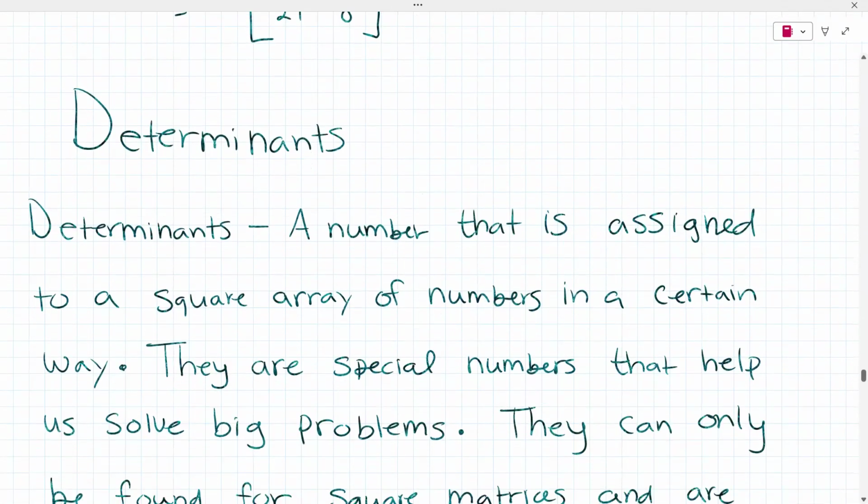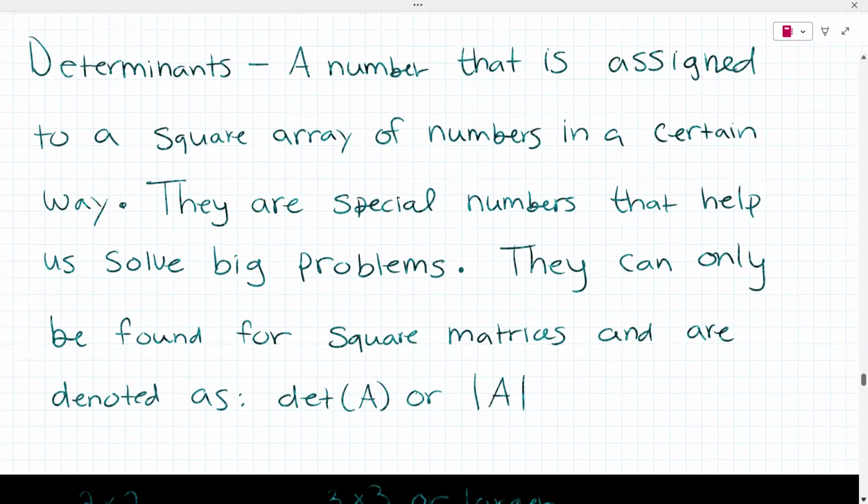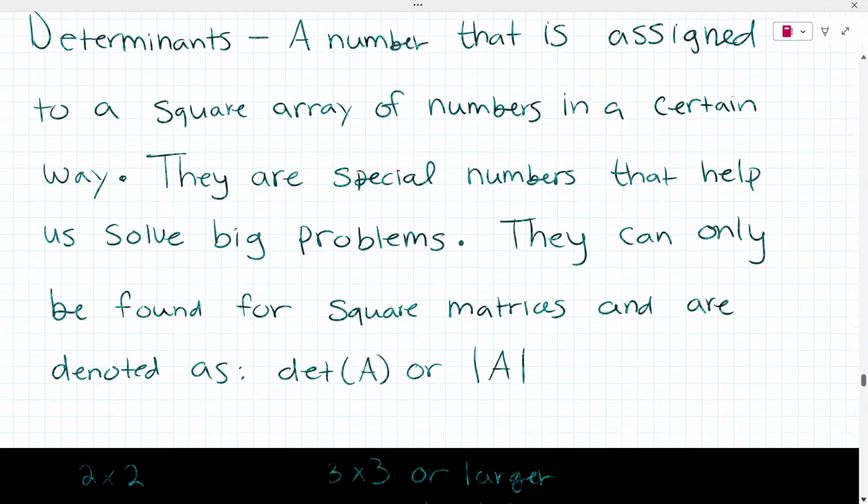Okay, let's talk about determinants. A determinant is a number that is assigned to a square array of numbers in a certain way. They are special numbers that help us solve bigger problems. They can only be found for a square matrix and are denoted as the determinant of A or the absolute value of A.